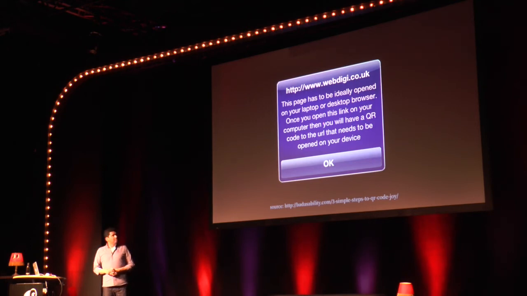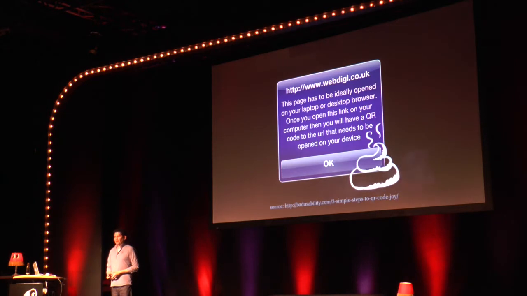This page has to be ideally opened on your laptop or desktop browser, okay? You go to that, you get a QR code which will take you to the page that you're supposed to be at on the mobile device that you're already on when you see this thing, which makes no sense whatsoever. That qualifies as a UI craplet. The funny thing about this is it says the page has to be ideally opened, as opposed to ideally the page should be opened this way. You have to ideally open it, so I don't know what that means.